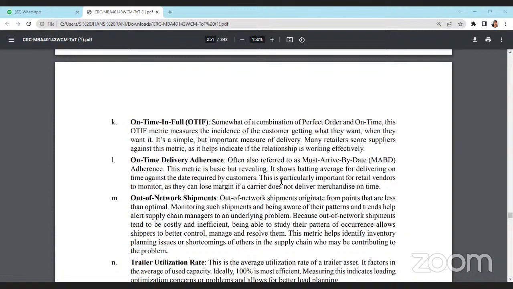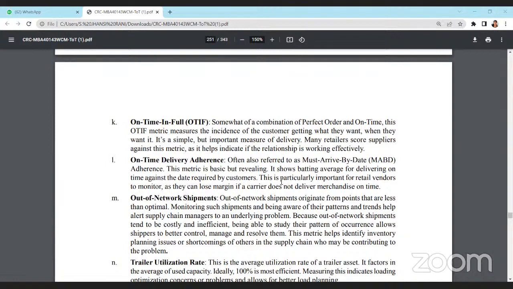On-time delivery adherence, often also measured as must arrive by date adherence, and this metric is basic but revealing. It shows the batting average for delivering on time against the date and time required by the customers, and this is important for retail vendors to monitor as they can lose margin if a carrier does not deliver merchandise on time. Next one is out of network shipments.